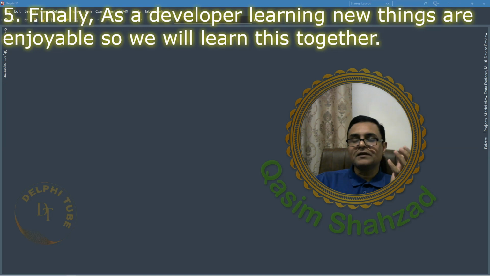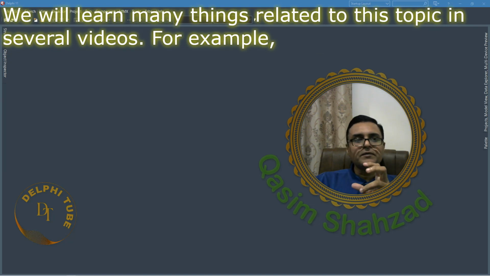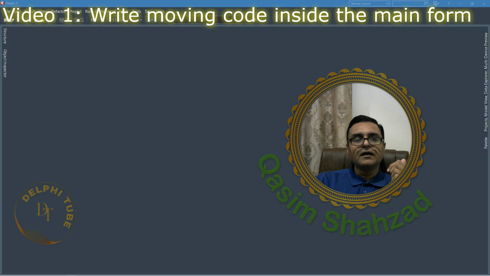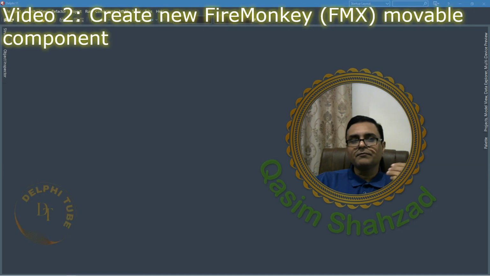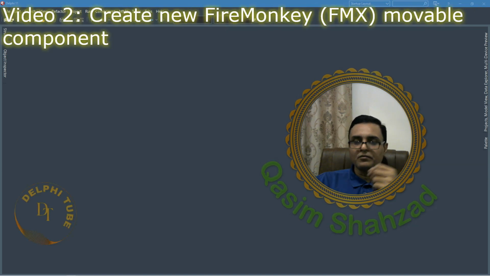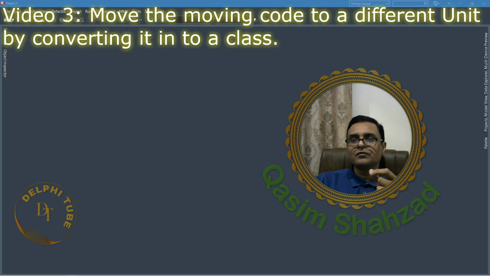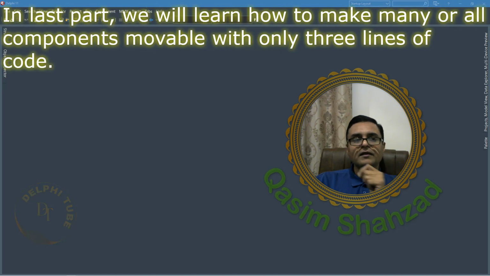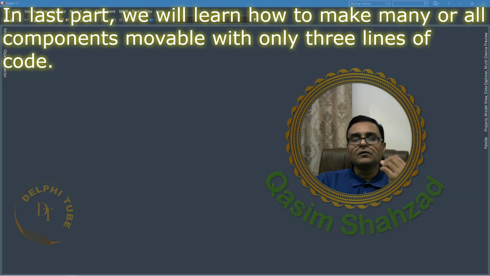Finally, as a developer, learning new things is enjoyable, so we will learn this together. We will learn many things related to this topic in several videos. For example, in our video, we will write moving code inside the main form, and then we might create a new FireMonkey FMX movable component, and then we move the moving code to a different unit by converting it into a class. And in the last part, we will learn how to make many or all components movable with only 3 lines of code.